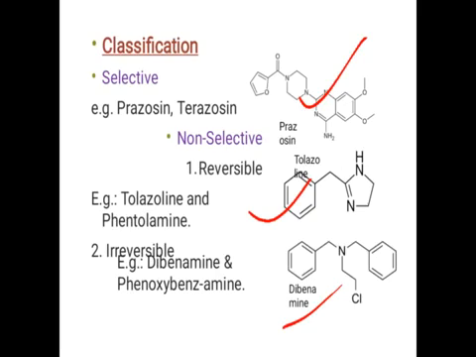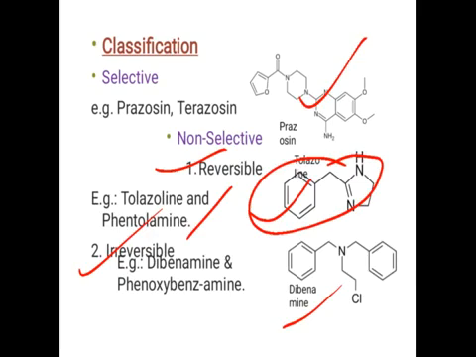Okay, then non-selective. Non-selective means they can bind to the alpha receptor also, they can bind to the beta receptor also. Such drugs, they bind to either receptor, are called non-selective. Again non-selective are classified into two types, that is the reversible and irreversible. If they bind to the receptor and after some time they are removed from that receptor, that drug is called reversible. For example, tolazoline, phentolamine. So these are the reversible non-selective adrenergic blockers.